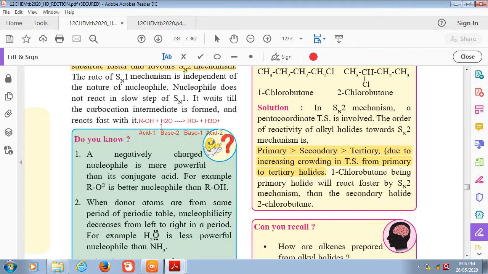So if you observe this reaction, your question is: the negatively charged nucleophile is more powerful than its conjugate acid. In the above reaction, ROH plus water gives RO minus plus H3O plus. ROH here accepts a proton, so it is acid 1. Water donates its lone pair, so it is a lone pair donor, so Lewis base 2.